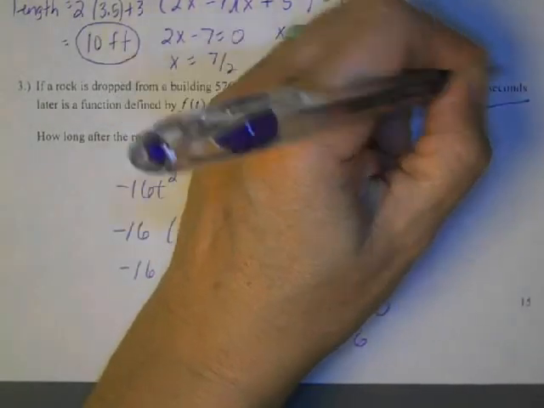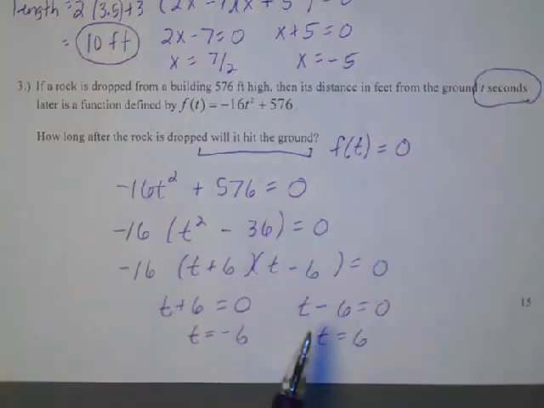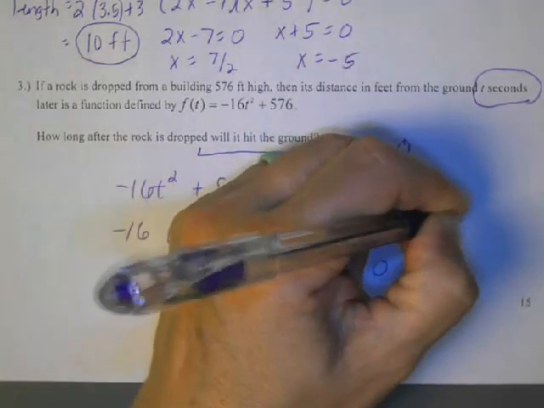T is seconds. I cannot run a clock and end up with a number of seconds negative. So this is not a reasonable answer. How long does it take the rock to hit the ground? 6 seconds.